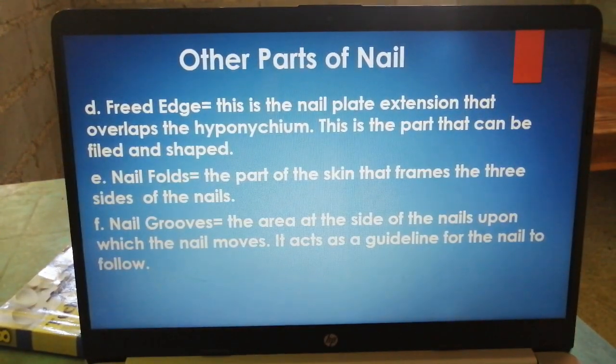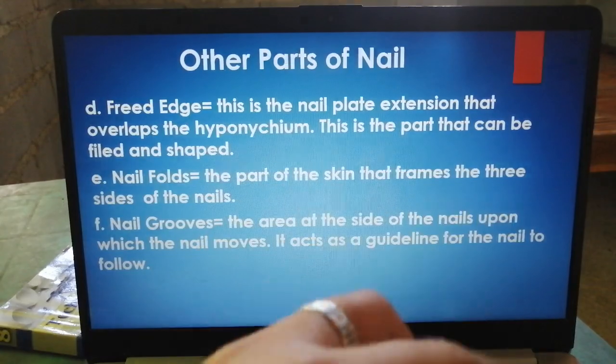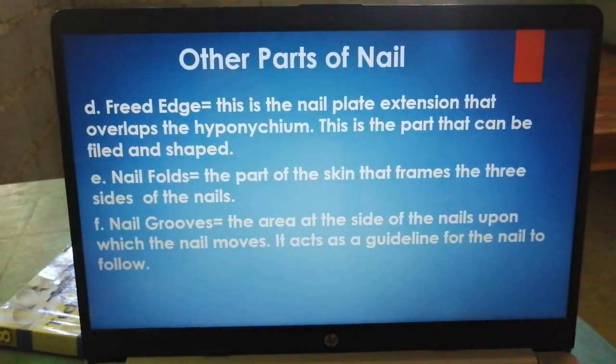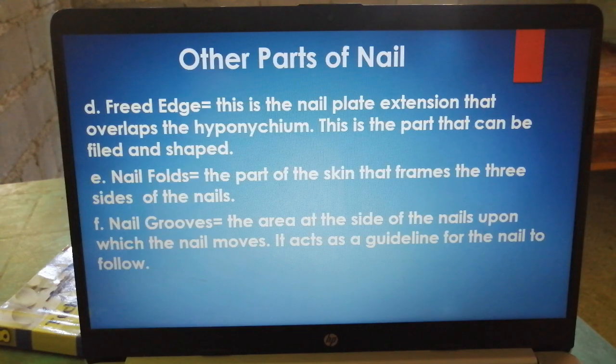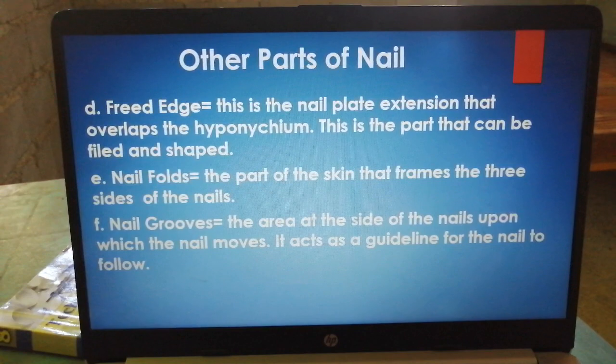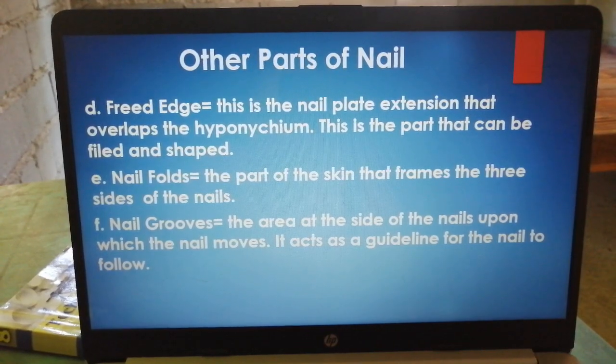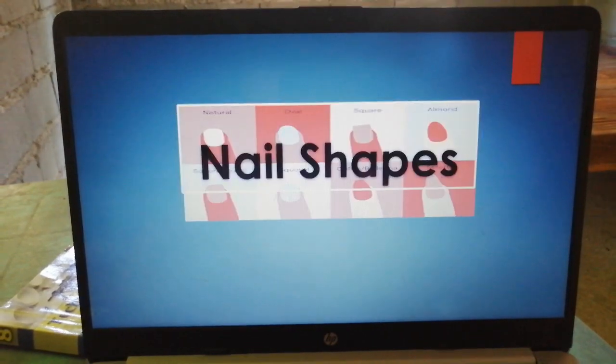So next is free edge. Free edge, ito yung parang excess ng kuko mo. This is the nail plate extension that overlaps the hyponychium. This is the part that can be filed and shaped. Then next is nail fold, the part of the skin that frames the three sides of the nail. The next is nail grooves, the area at the side of the nails upon which the nail moves. It acts as a guideline for the nail to follow.